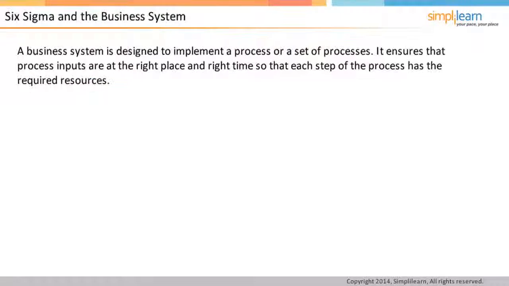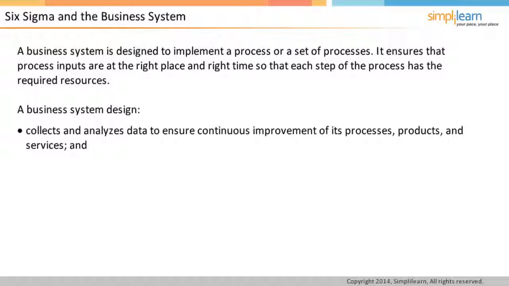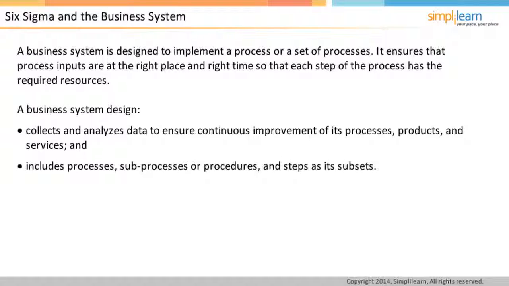Let us focus on Six Sigma and the business system in this screen. Business systems are designed to implement a process or a set of processes. A business system ensures that process inputs are at the right place and at the right time so that each step of the process has the resource it needs. A business system design should be responsible for collecting and analyzing data so that continual improvement of its processes, products, and services is ensured. A business system has processes, sub-processes, and steps as its subsets. Human resources, manufacturing, and marketing are some examples of processes in a business system.